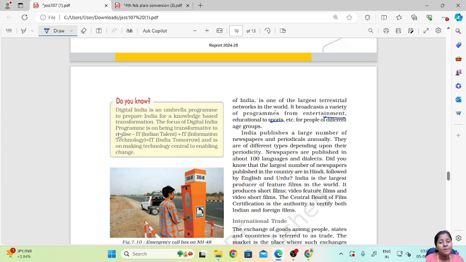Then India publishes a large number of newspapers and periodicals annually. They are of different types, depending upon their periodicity. Then newspapers are published in various different languages. Then India is the largest producer of feature films in the world, and it produces short films, video feature films, video short films, etc. The Central Board of Film Certification is the authority to certify both Indian and foreign films.